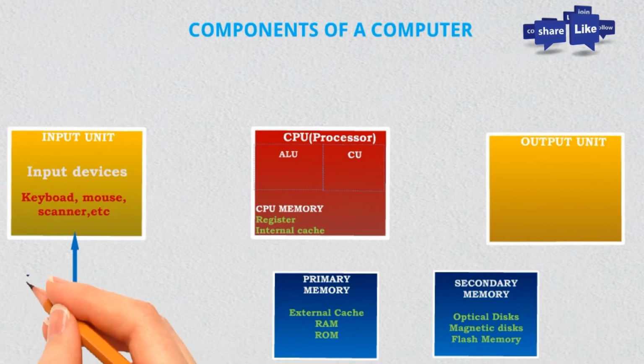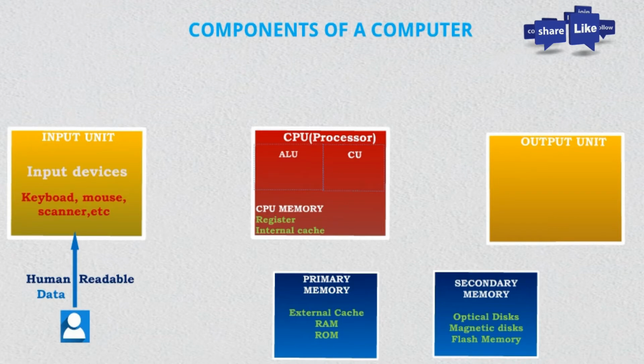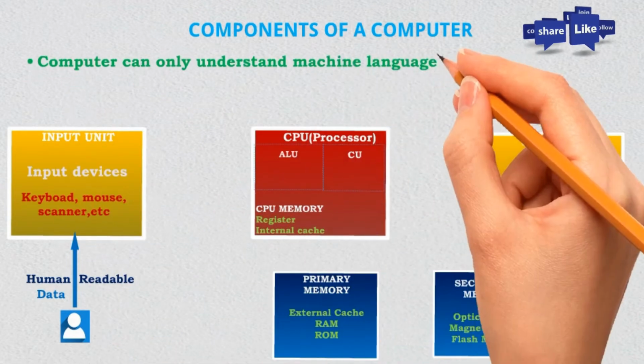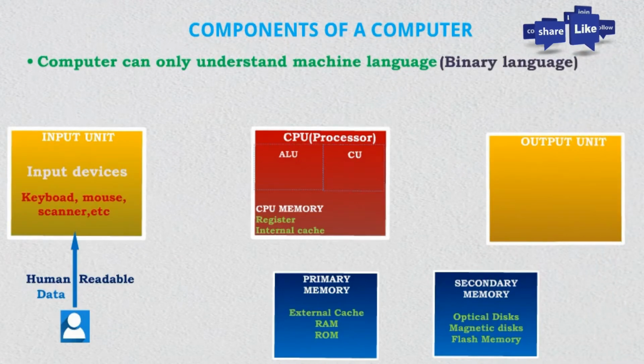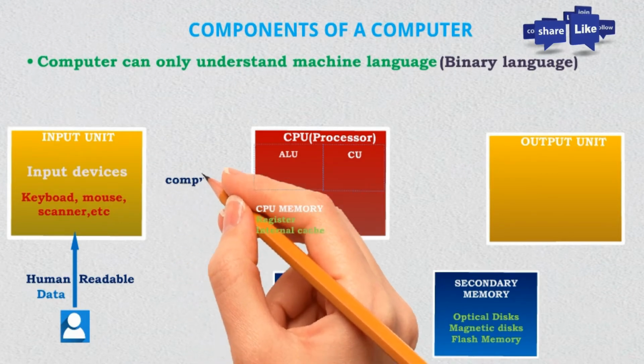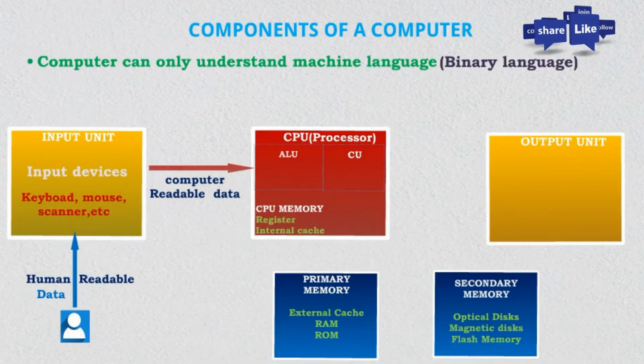The data is in the form of human-readable language. But this data cannot be identified by the computer, because computer can only understand machine language. Another name of machine language is binary language. Input unit is accepting the human-readable data and converts it into the computer-readable data. Then the data is given to the CPU.